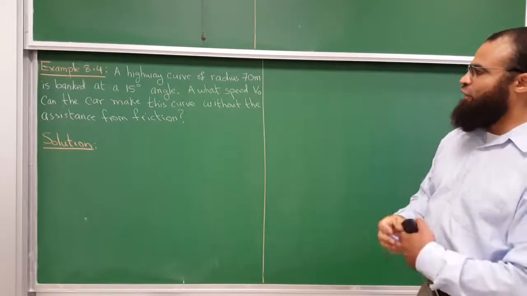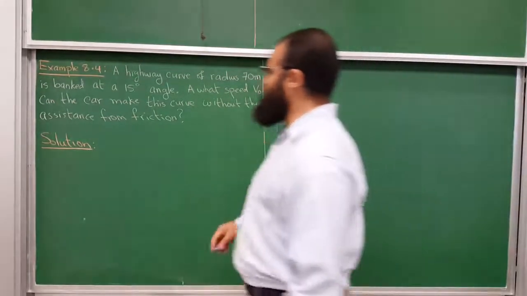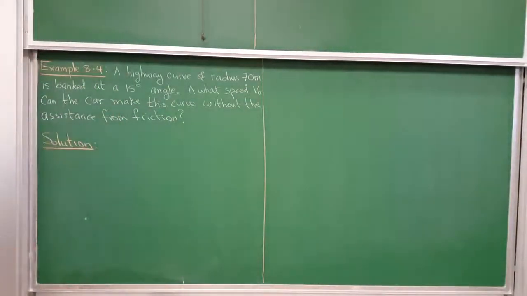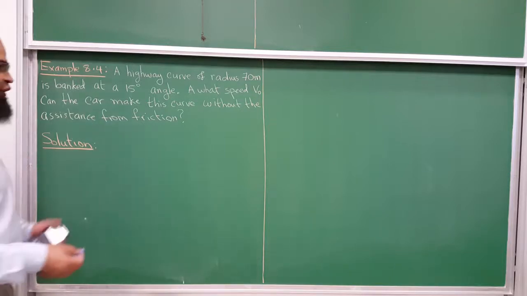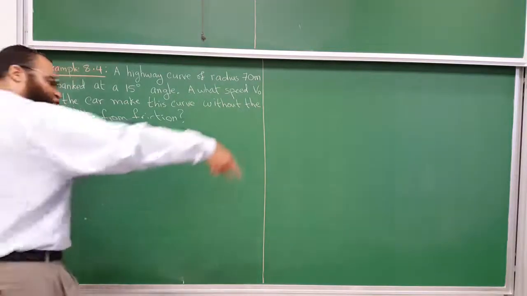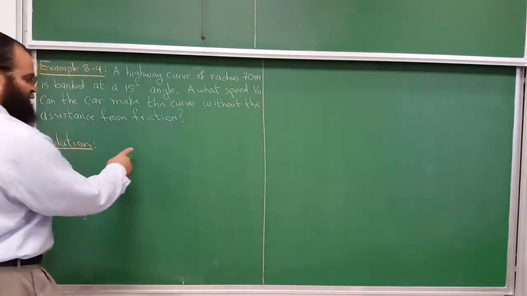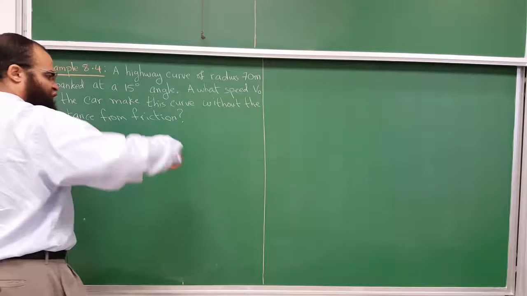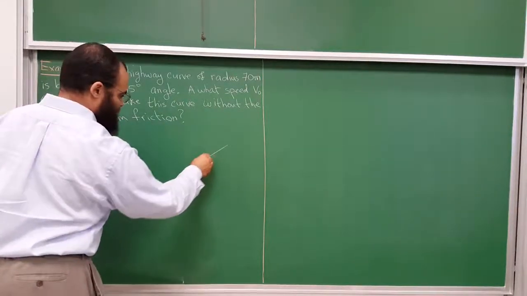It says a highway curve of radius 70 meters is banked at a 15 degree angle, and what is the speed v0 at which the car can make this curve without the assistance of friction. So we have the radius is 70 meters, we have 15 degrees, and we don't want friction to enter. So the coefficient of friction could be 0. We want to go around the curve, but the curve is banked. So here's how it looks.